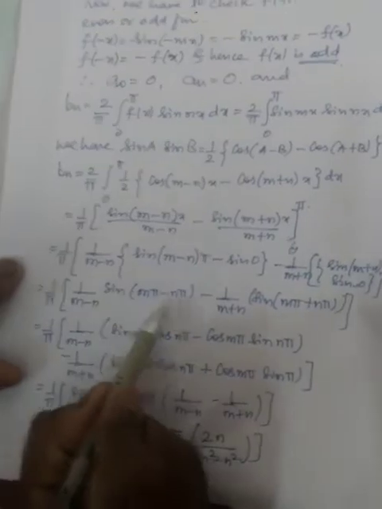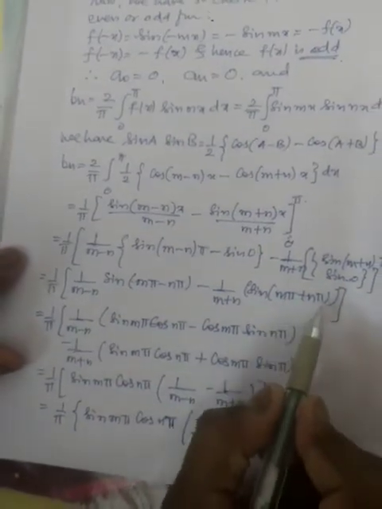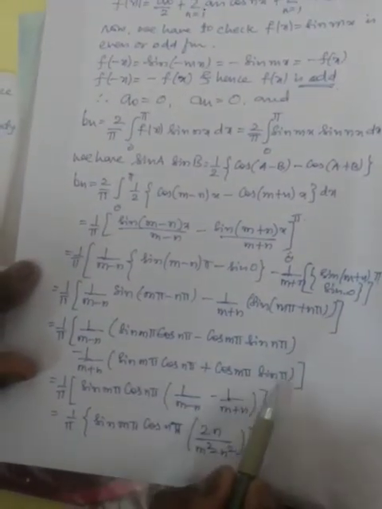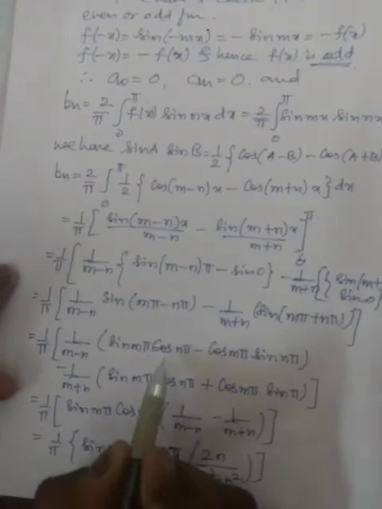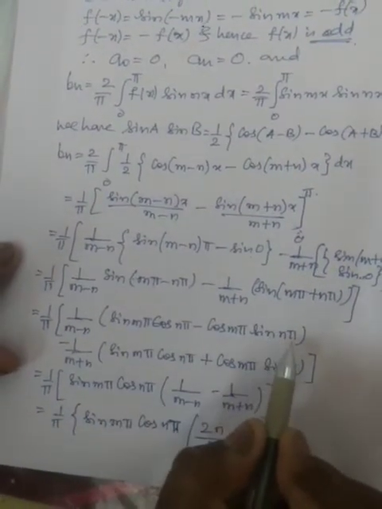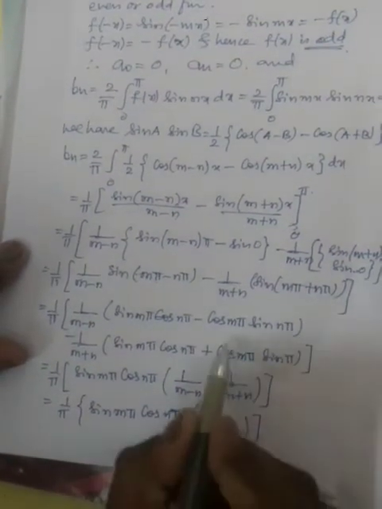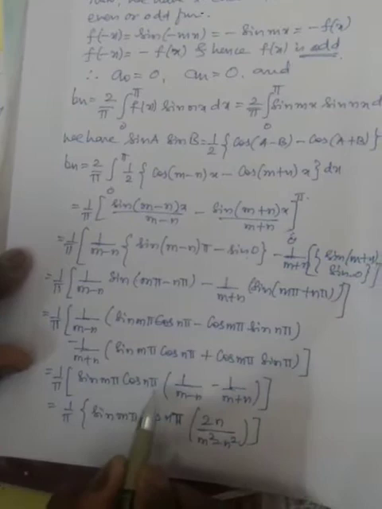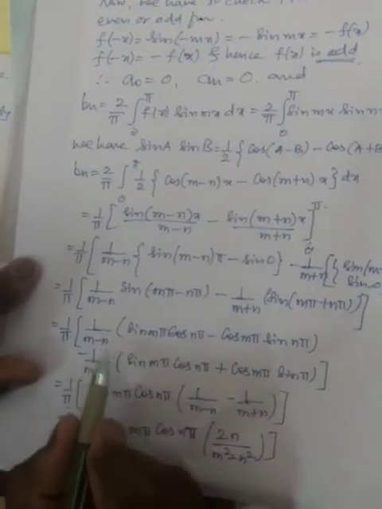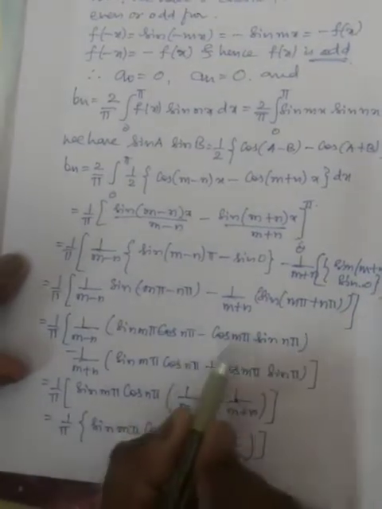Again, using sin of a minus b, observe here. What is sin of a minus b? Sin a cos b minus cos a sin b. Again, sin of a plus b is sin a cos b plus cos a sin b. Just observe that sin m pi is neither 0 nor an integer. Sin n pi will be 0 because n is already known. Similarly, using the same condition, sin m pi cos n pi into 1 upon m minus n minus 1 upon m plus n.